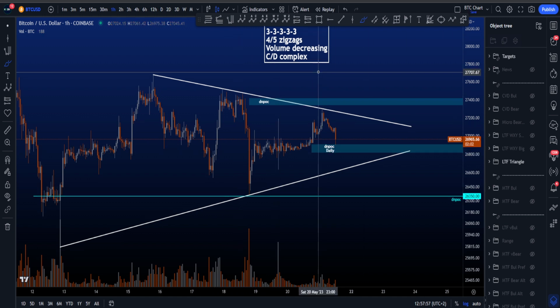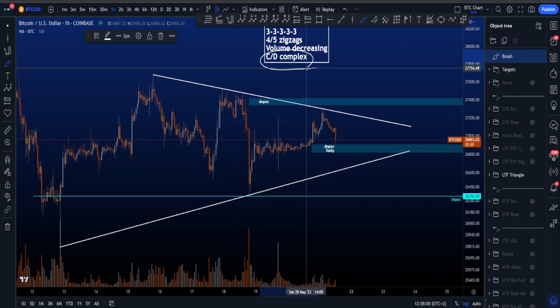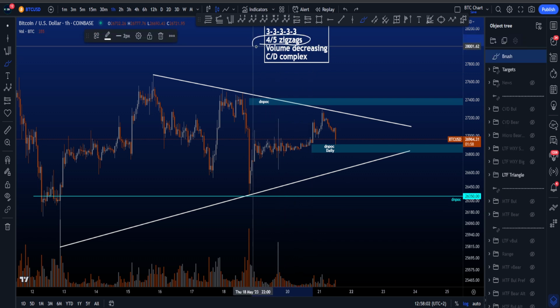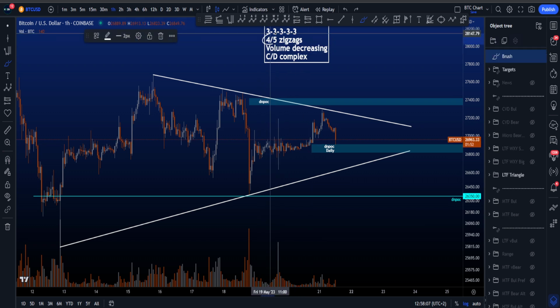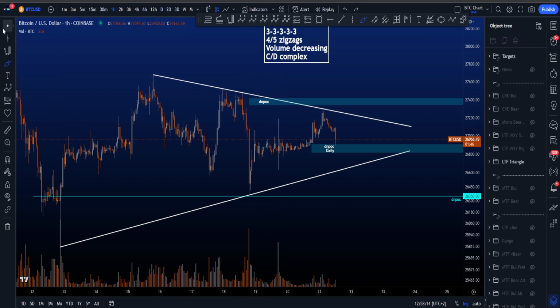And just a little golden nugget as well is that if we look at a triangle, 4 out of the 5 waves have to be zigzags. It can be 5 out of 5, but it should at least be 4 out of 5. And if it is 4 out of 5 waves being a zigzag, then usually either wave C or wave D is the complex structure, which is then the not zigzag structure, basically.